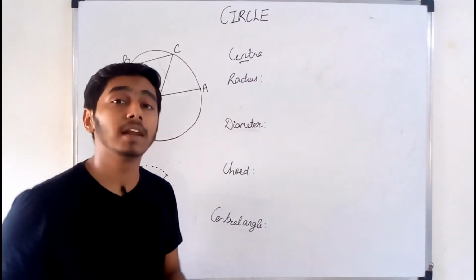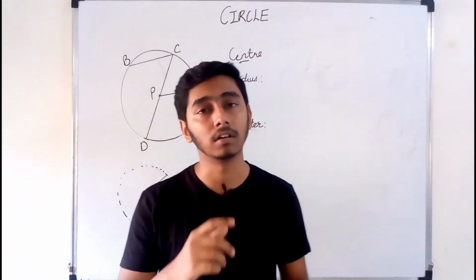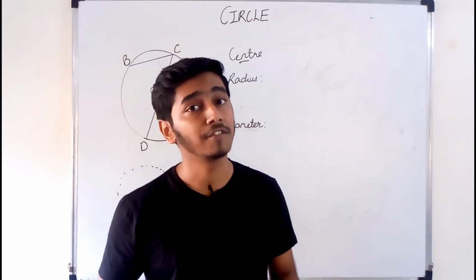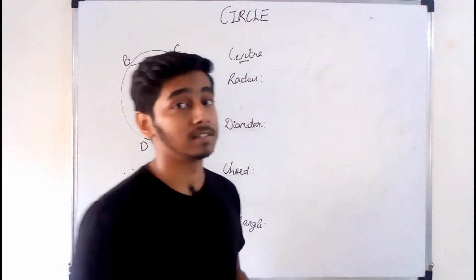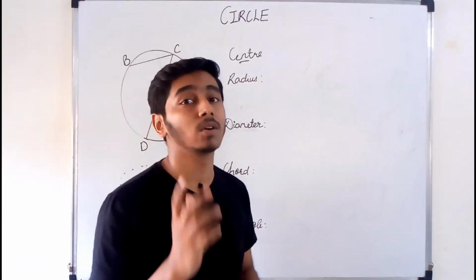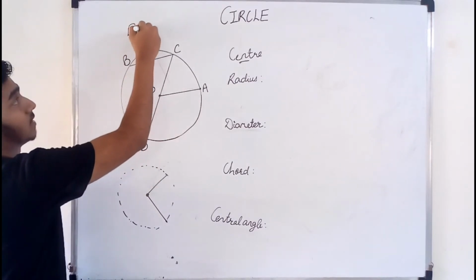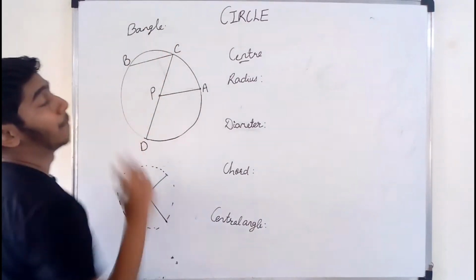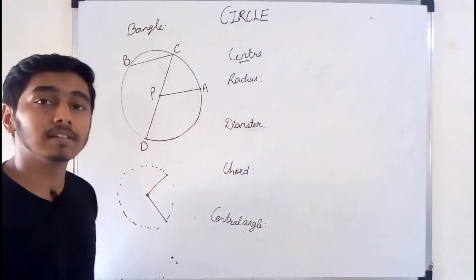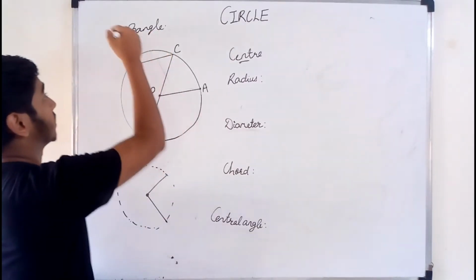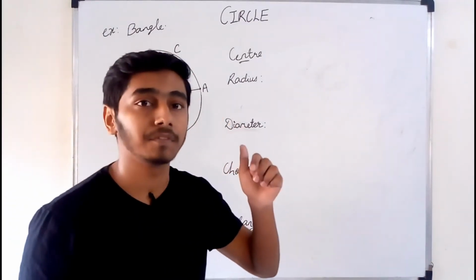Now for example, let me ask you, can I call a cricket ball a circle? If your answer is yes, then you are wrong, because the cricket ball is not a circle. Let me give you one example. Let's take a bangle. Can we say a bangle is a circle? Yes, because it is a circular shape figure.